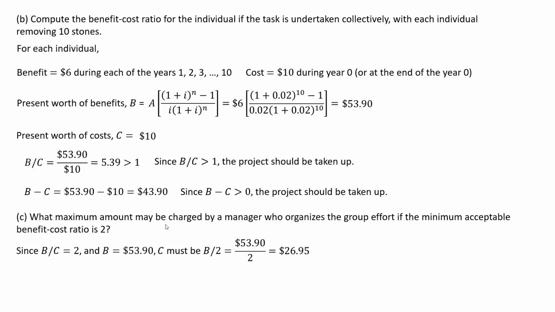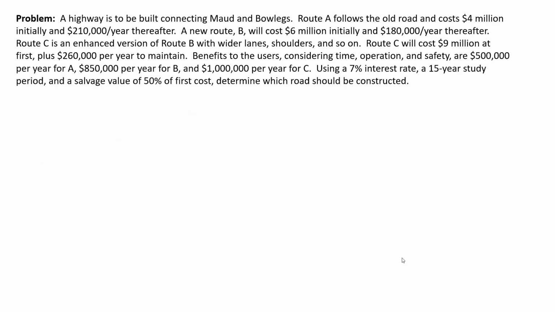If a manager charged $26.95 initial charge, then there is still a benefit cost ratio of 2. So there is still a benefit. So that's what the manager can charge. Okay, that's a good problem. Now let's look at one more.